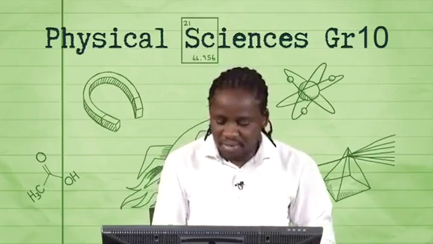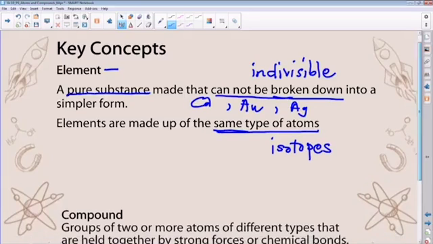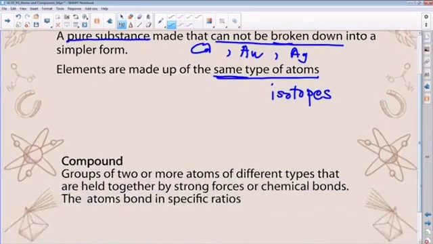Right. Elements are made up of the same type of atom. Now, regarding the same type of atoms, let's be careful that sometimes we have atoms of the same element with different atomic mass as a result of a different number of neutrons. We call these isotopes. Something just to bring to the fore, so that the emphasis is that these atoms must be of the same kind, definitely not isotopes. Right. Now, let's look at compounds.